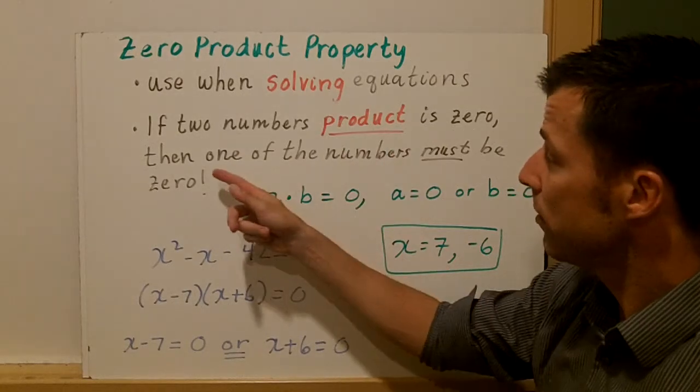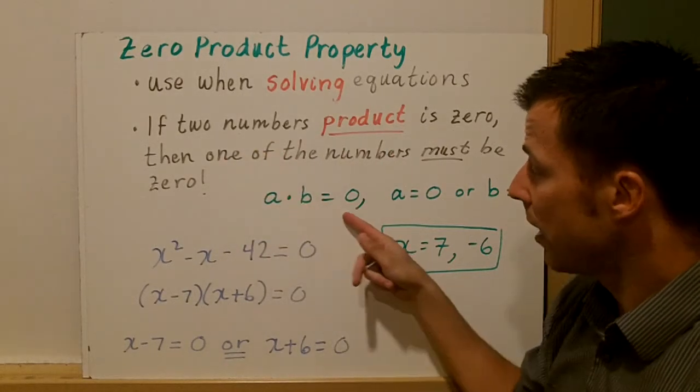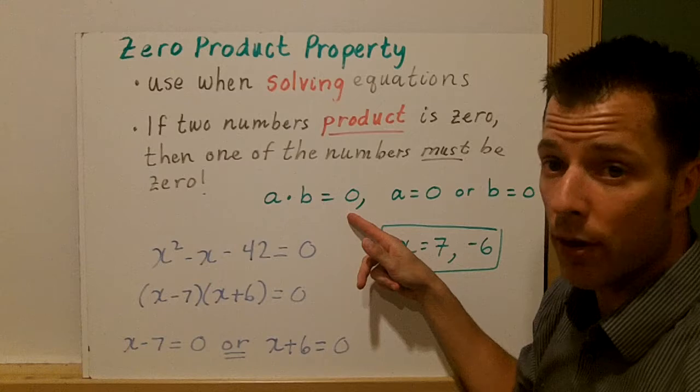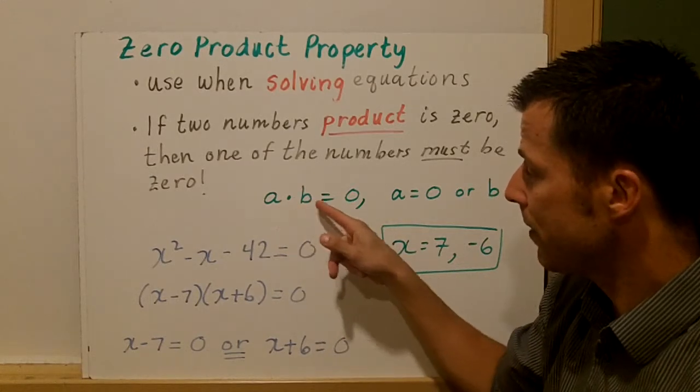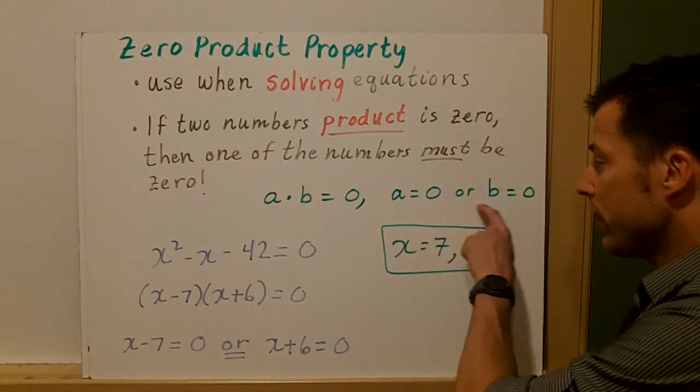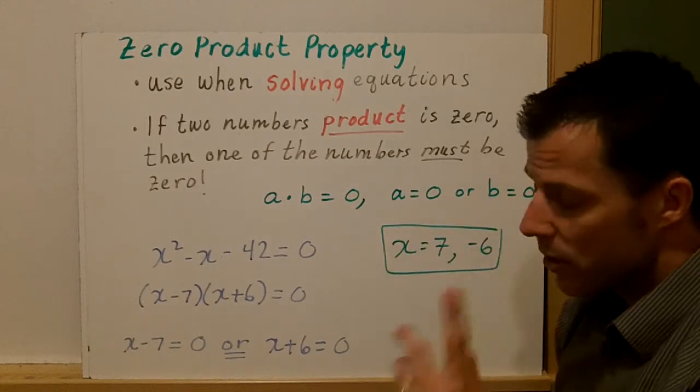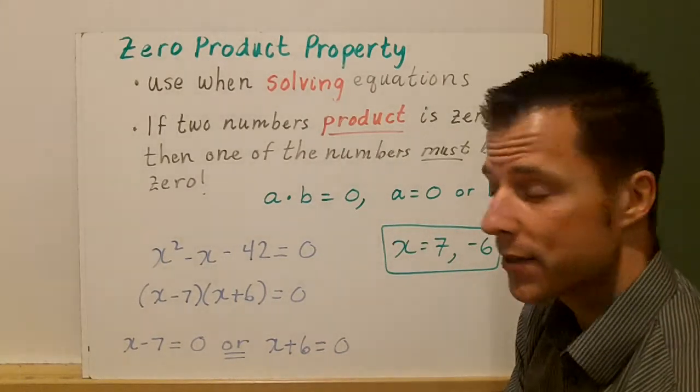The product is 0. If you multiply two numbers, one of them has to be 0, or both could be 0. But if a times b equals 0, then one of them has to be 0. So how does this apply to quadratics?